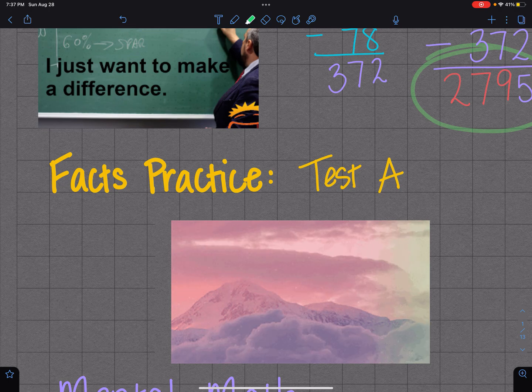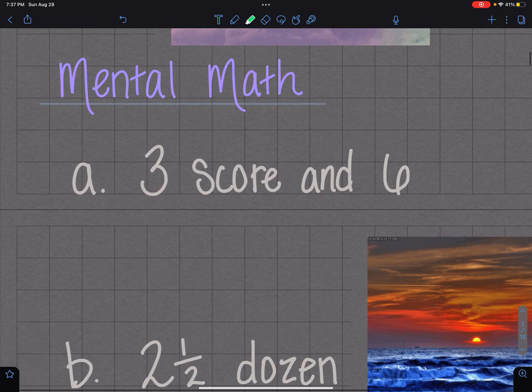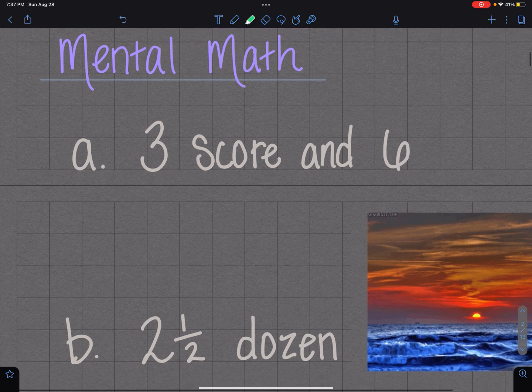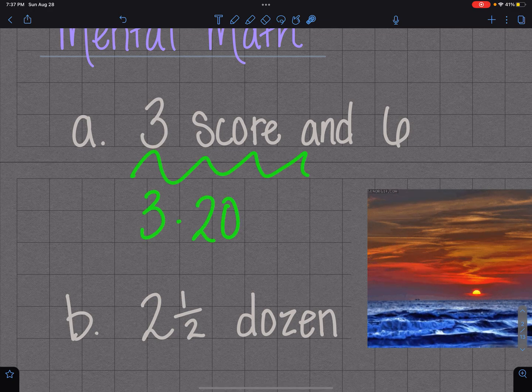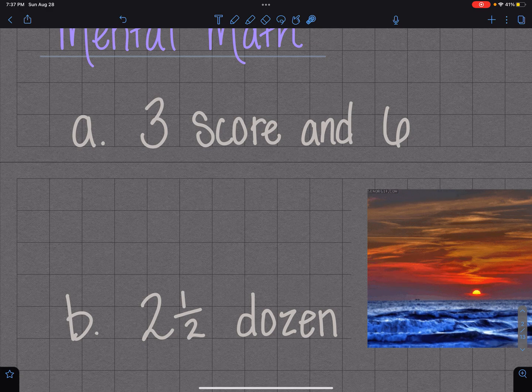And when you come back, we are going to go over mental math. Okay, for A of mental math, we are going to do 3 score. Remember, this is basically 3 times 20 because we're going to do 3 score. And then we're going to add 6 to that.